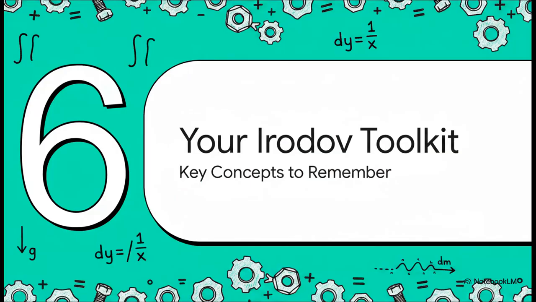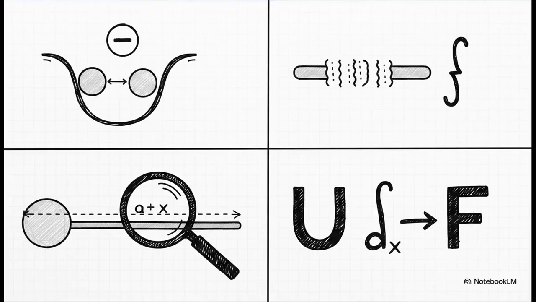Okay, we've covered a lot of ground. So what are the big key ideas you need to walk away with? Let's go ahead and assemble our Irodov toolkit for these kinds of problems. Here are the essentials. First, that negative potential energy means you have a bound system. Second, anytime you see an extended object, not just a point, that slice and sum integration method is your absolute best friend. Third, and I'll say it again, be so careful with your variables, especially that distance in your integral. It's the easiest trap to fall into. And fourth, always remember that powerful connection. Force is just the derivative of potential energy.